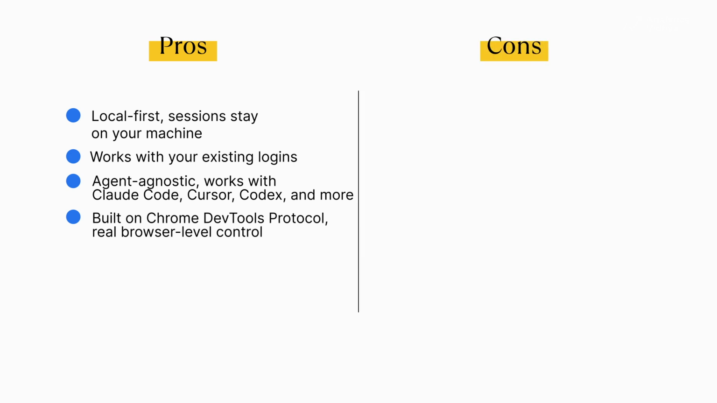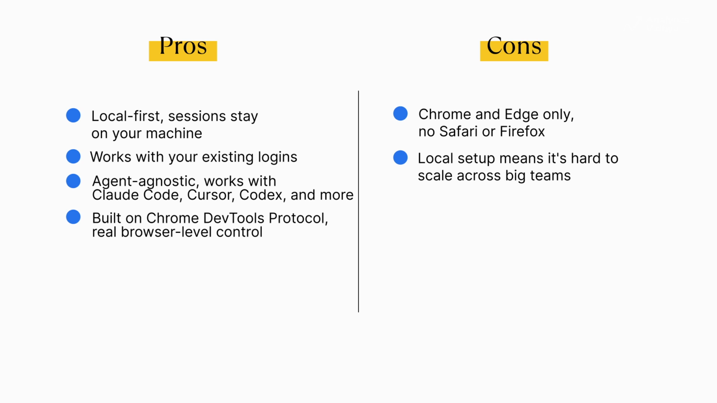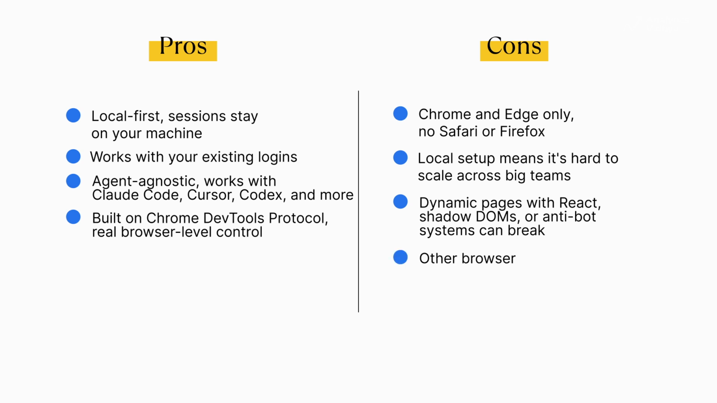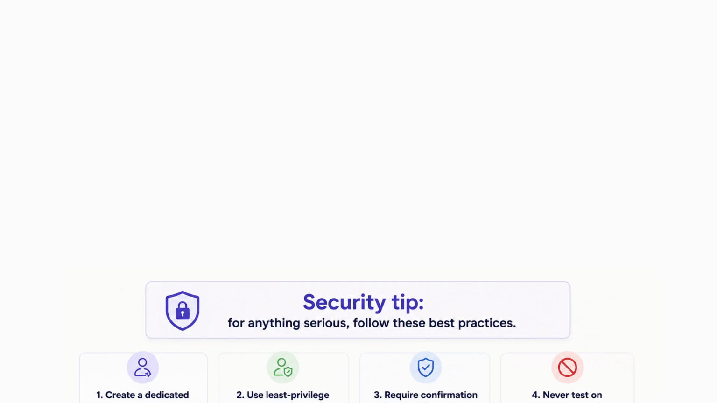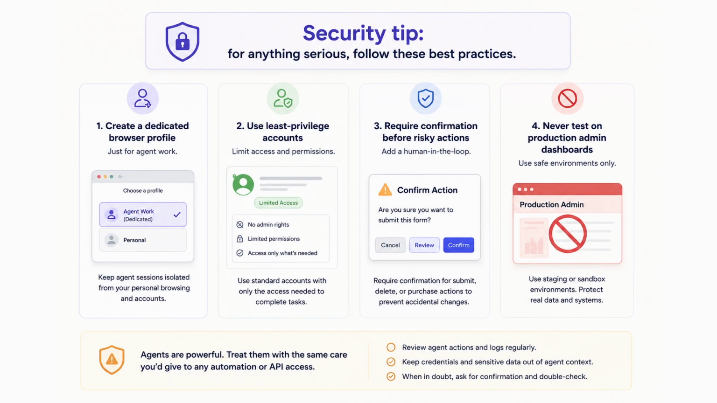Okay, now let's discuss the cons. First, Chrome and Edge only, no Safari or Firefox. Second, local setup means it is hard to scale across big teams. Third, dynamic pages with React, Shadow DOMs, or anti-bot systems can break. Fourth, other browser extensions can conflict with it. And fifth, local first doesn't mean risk-free. The debugger API is powerful. A quick security tip: for anything serious, create a dedicated browser profile just for agent work. Use least privilege accounts, require confirmation before submit, delete, or purchase actions. Never test on a production admin dashboard.